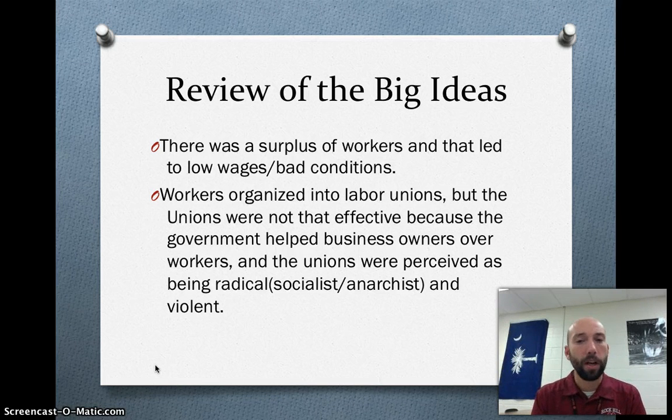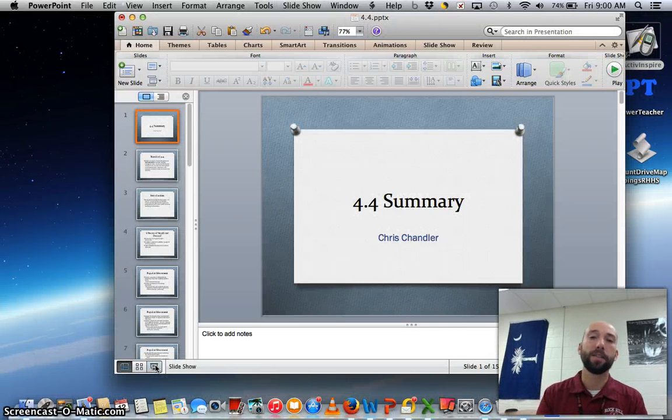Talking about workers, there's a surplus of workers that led to low wages and bad conditions. Workers organized into labor unions, but those unions were really not that effective because the government didn't help them and because the unions were perceived as being radical and violent. And so there's not a lot of success for workers and farmers at this time. But there's hope because the progressive movement is coming, and that is going to really help change things for workers and farmers and really try to make big strides to help those disadvantaged groups.